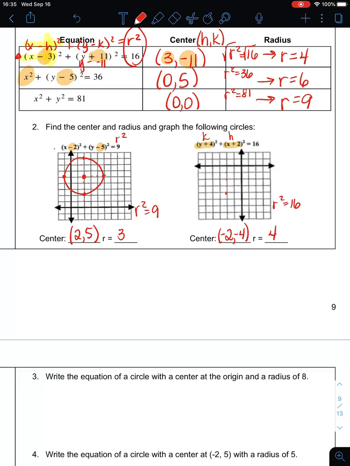So I go negative 2, negative 4. There's my center. And then I have a radius of 4. So I go north, south, east, west, and put points.